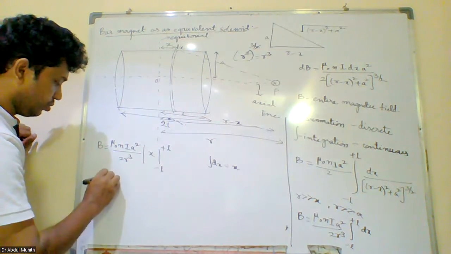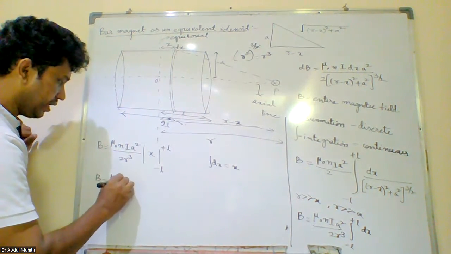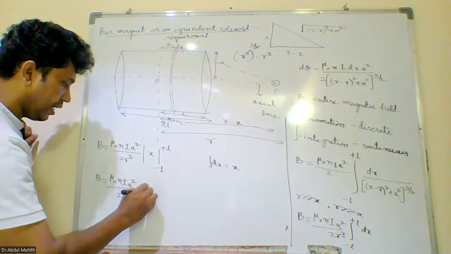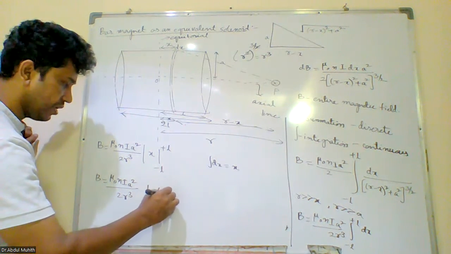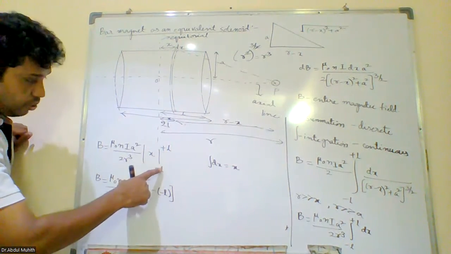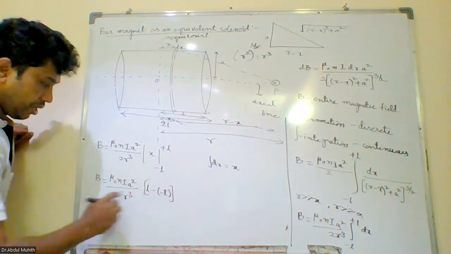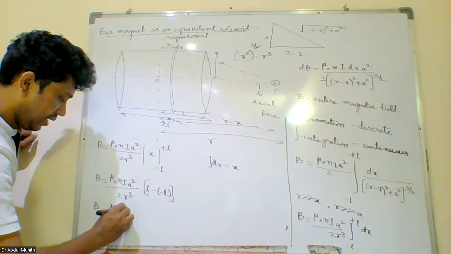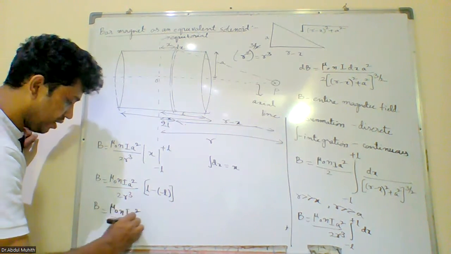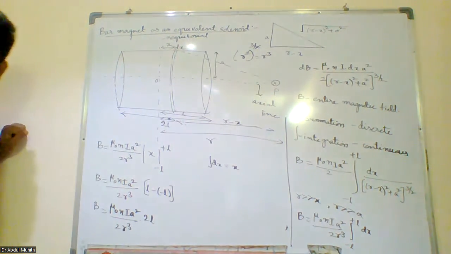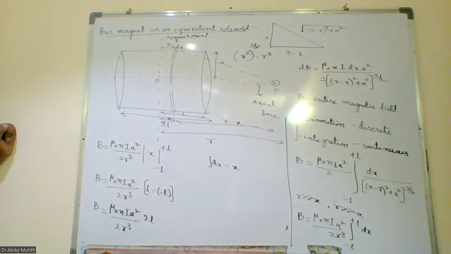B is equal to mu 0 n I a square divided by 2r cube, from minus L to L. That means upper limit minus lower limit. This is the upper limit and this is the lower limit. So B will be equal to mu 0 n I a square divided by 2r cube into 2L. Clear? This is the value now.